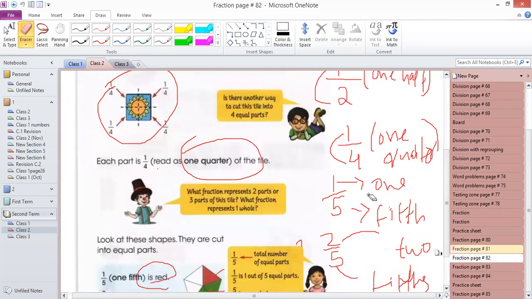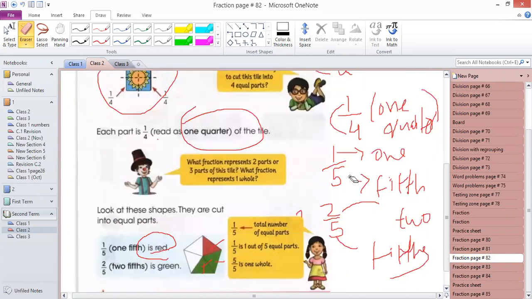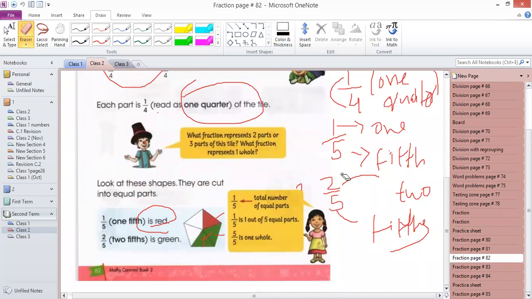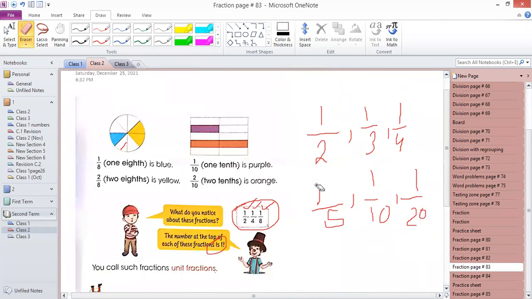You know, guys, how to write a half, 1/2, and how to read it as 1/2. And how to write 1/4 and read it as 1/4. How to write 1/5 and read it as 1/5. How to write 2/5 and read it as 2/5. You also know about the unit fractions and the non-unit fractions, guys.